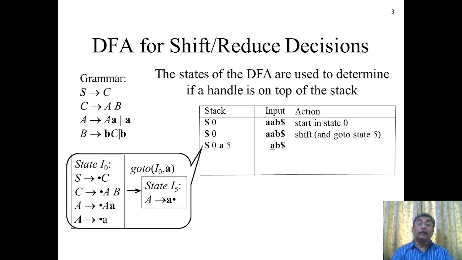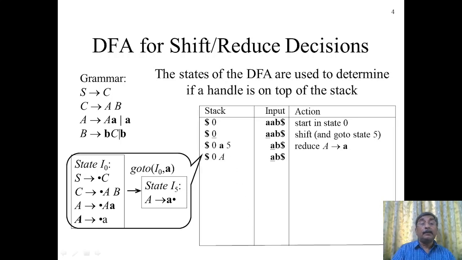Now once I see 5 at the top and a just beneath it, I understand from this particular state that I cannot go anywhere to find the longest viable prefix. So what is the only option that I can take? I can try reducing. I mean, I try replacing the right hand side with the corresponding left hand side. Exactly that is what we will try to do.